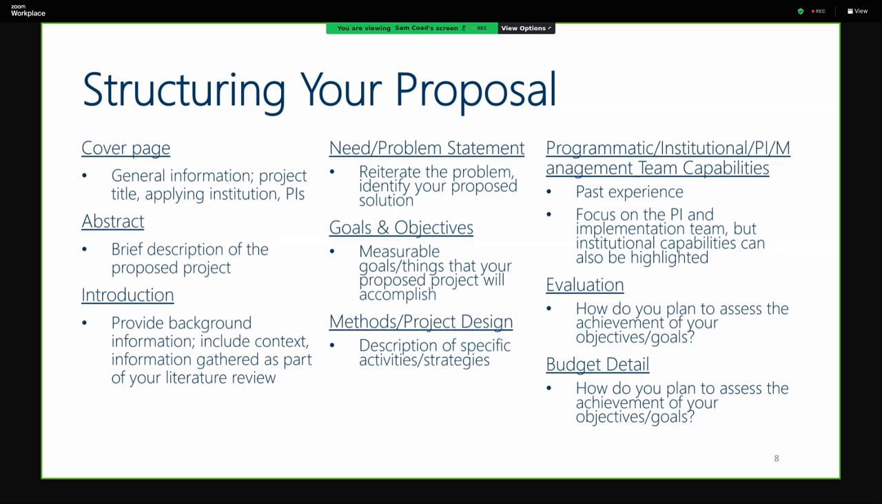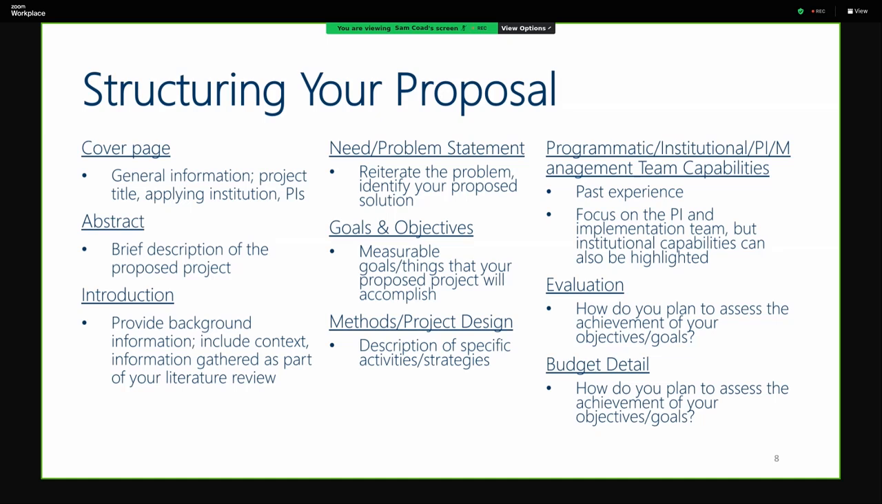And then you also want to include the abstract with the brief description, the introduction, providing background. You want to weight these categories based on the scoring rubrics or based on the weight that the proposal puts on them too.